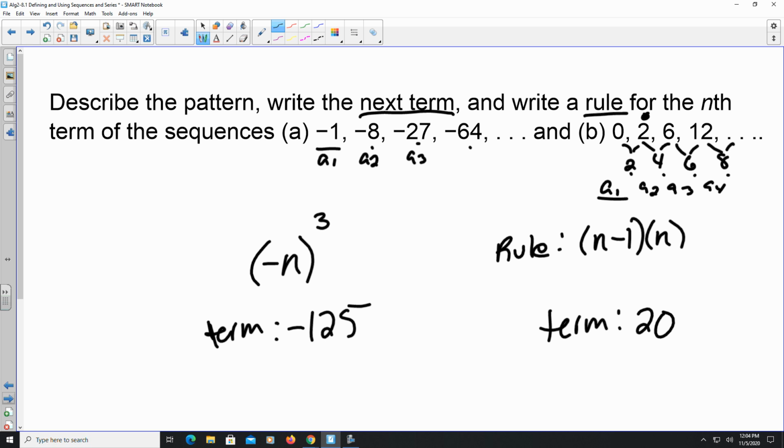That checks out. For 4, 4 minus 1 is 3. 3 times 4 is 12. Still works out. And then finally, we said it was 20. 5 minus 1 is 4. 4 times 5 is 20. All right, so I did find a rule for every term in the sequence.